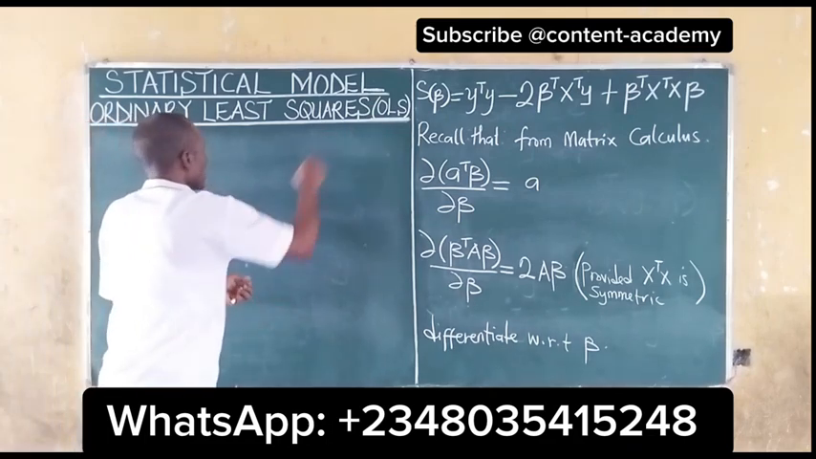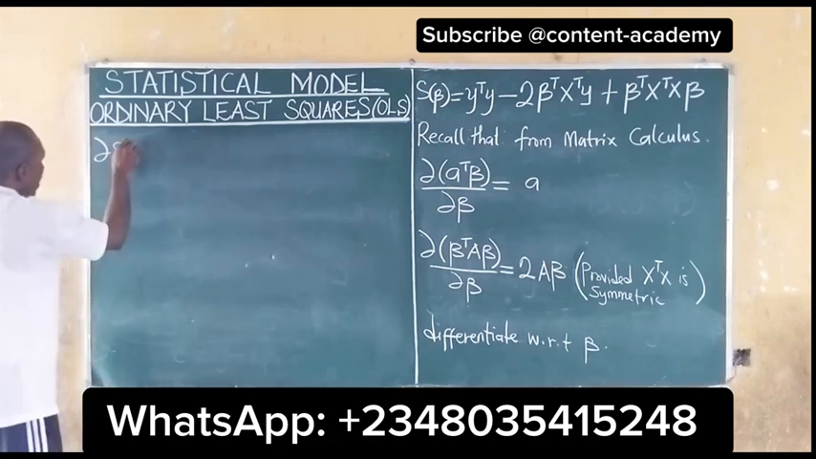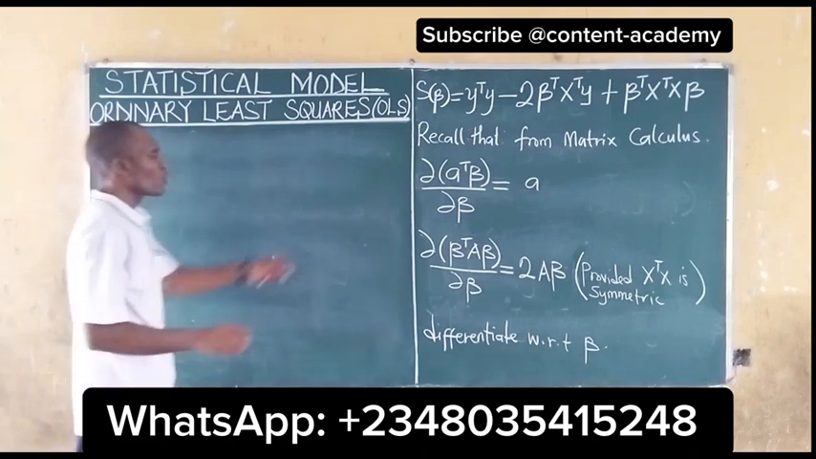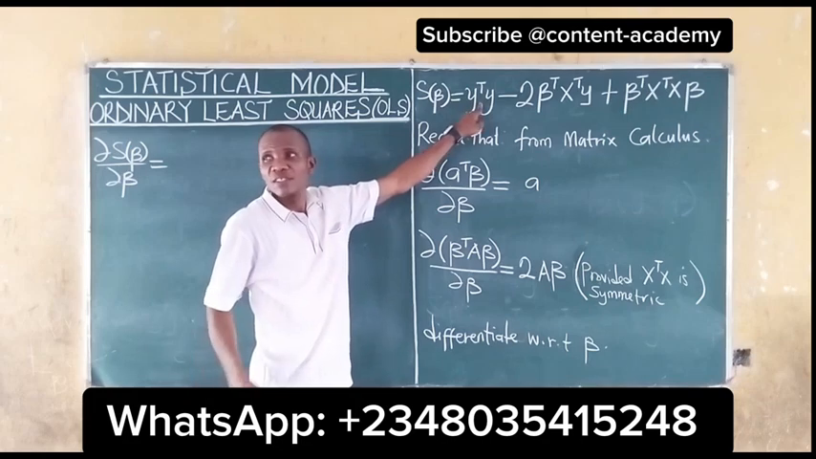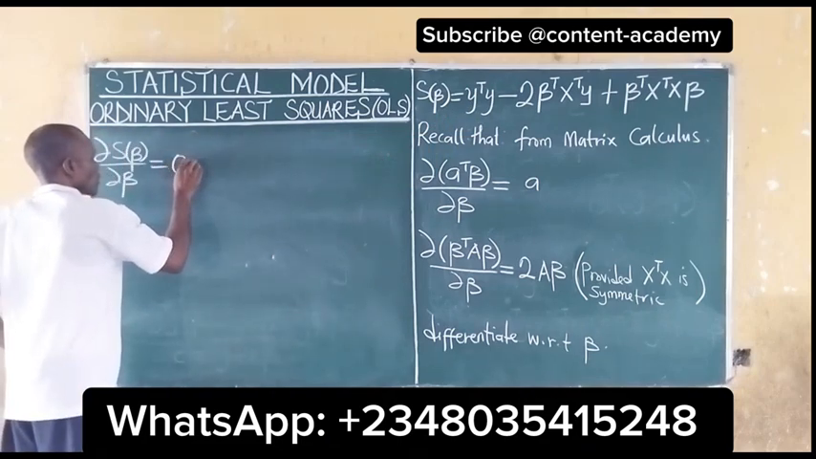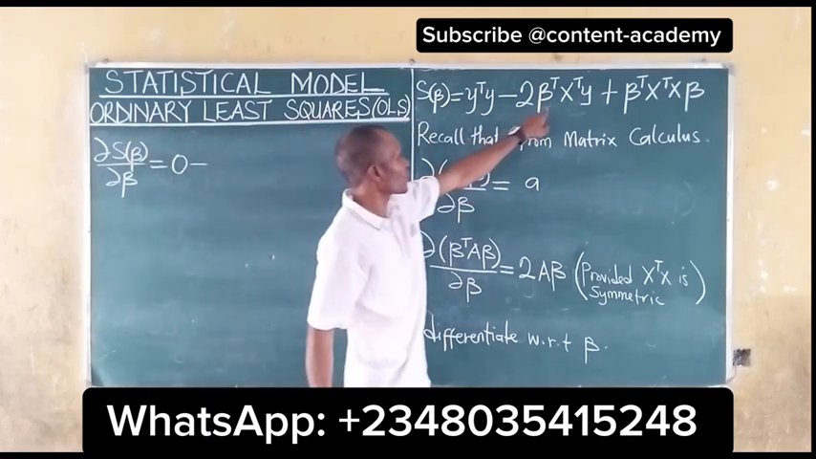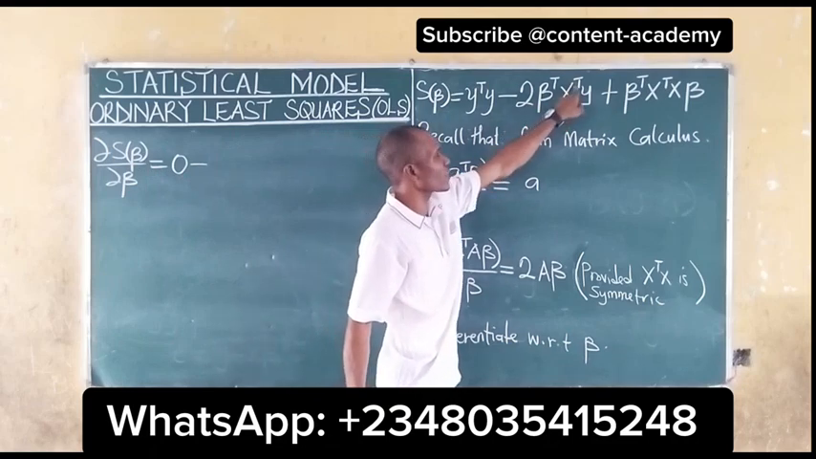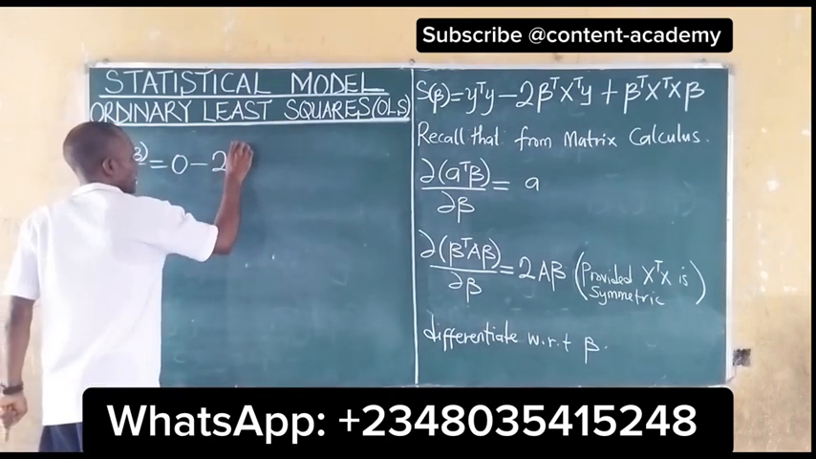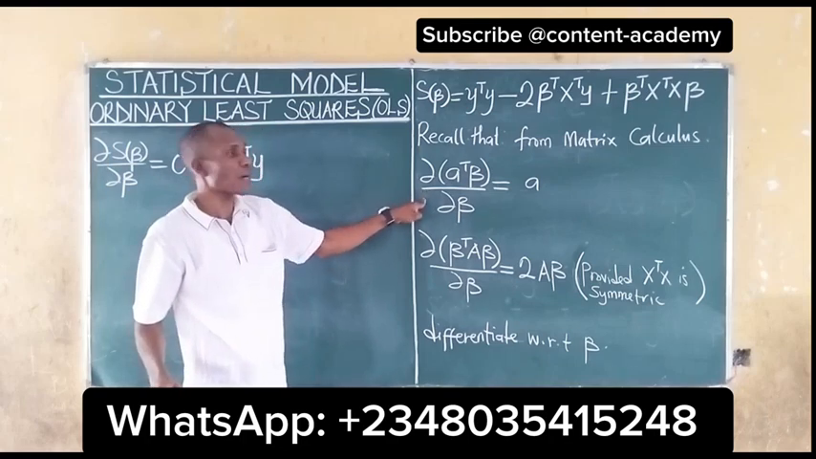So if we take the derivative of that function, we have the derivative of our objective function with respect to B is equal to, if we differentiate y transpose y, since there is no variable like B here, it becomes 0. So this becomes 0 minus, if we differentiate this function, we'll get 2x transpose y. So we'll have negative 2x transpose y. That is why I have to recall this from matrix calculus.